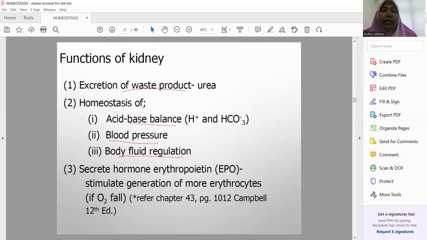Okay, and the third function of the kidney is to secrete a hormone called erythropoietin, which helps to generate more red blood cells, especially when the oxygen level is low. Right, so these are the basic functions of the kidney, which we are going to see in detail later in the next subtopic. All right.